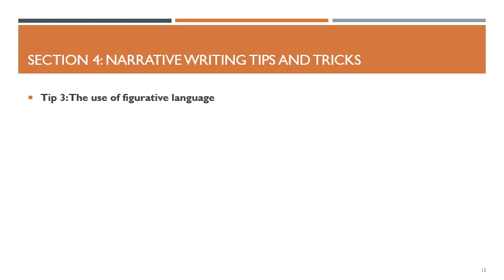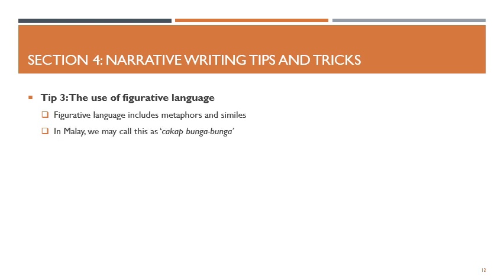Okay, and then tip number 3 is to use figurative language. So figurative language includes metaphors and similes. In Malay, we call this cakap bunga-bunga. So basically, you're just playing around with your words. Macam kita ni bercakap not straight to the point. You're creating cakap to show that what you're saying is a bit nicer than it already is, or a bit more vivid than it already is.